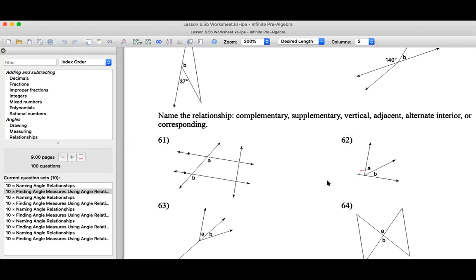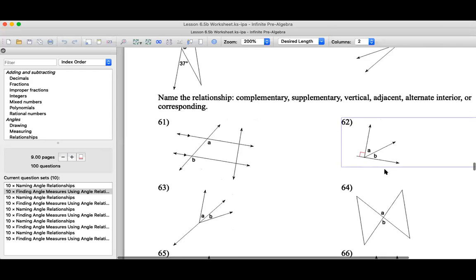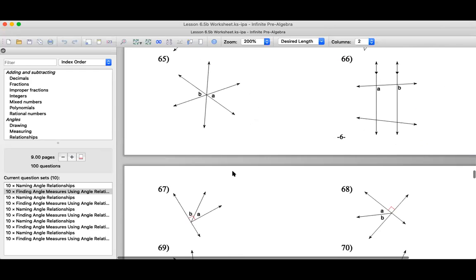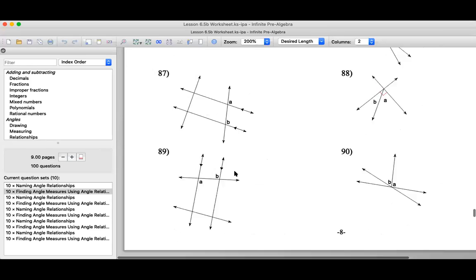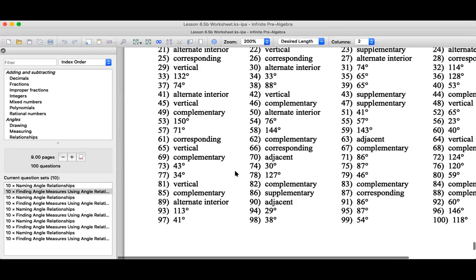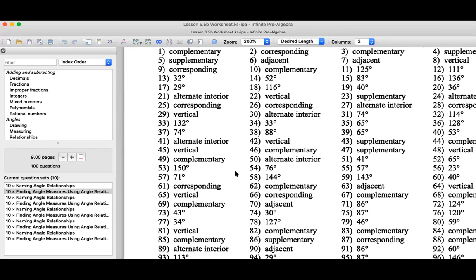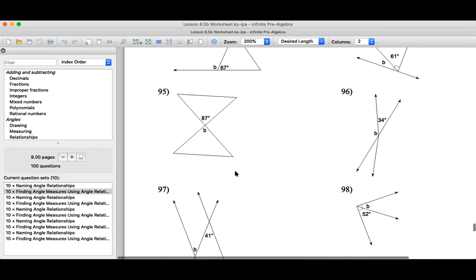So for those of you that struggle with these two words, complementary and supplementary, remember alphabetically, C comes before S, 90 comes before 180. So complementary means the 90, supplementary means the 180. Make sure that you do as many of these as you can until you're getting them all right, like there's none of them you're getting wrong.